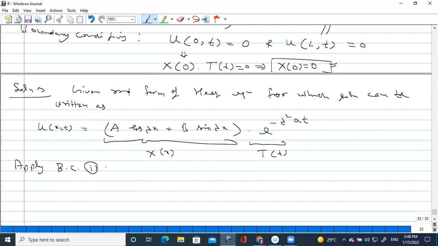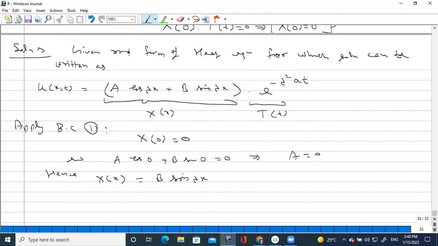Boundary condition 1. So boundary condition 1 is what? X(0) is equal to 0. So here x portion is this, so in that only you have to put. So a cos 0 plus b sin 0 is equal to 0. Now cos 0 is 1, so a is equal to 0. So hence X(x), what will be this portion? In that a is 0, so only this much is left. So X(x) will be b sin lambda x.